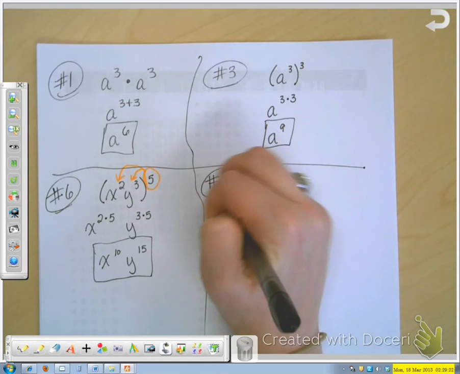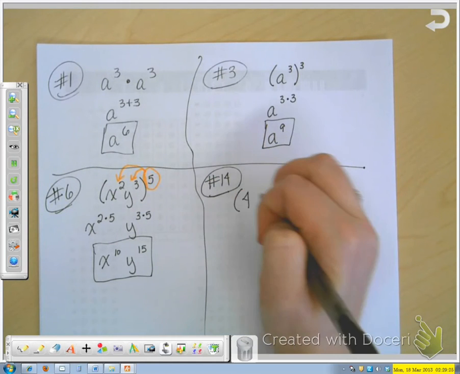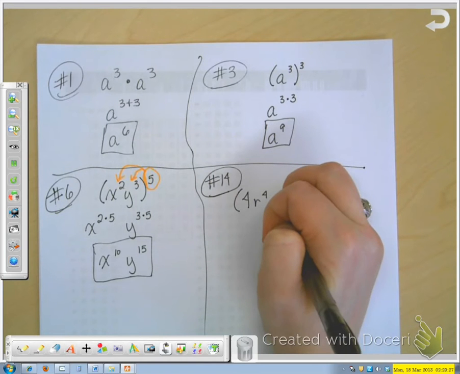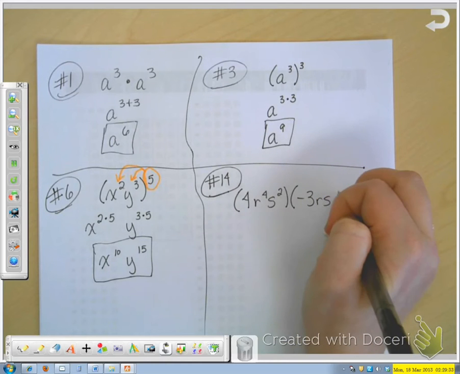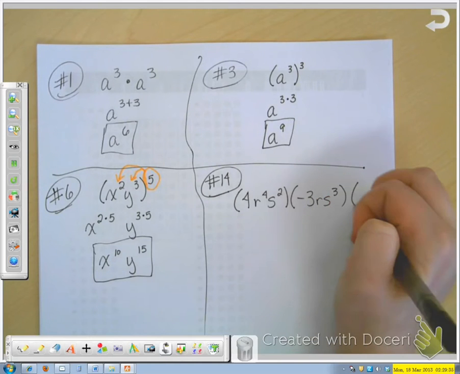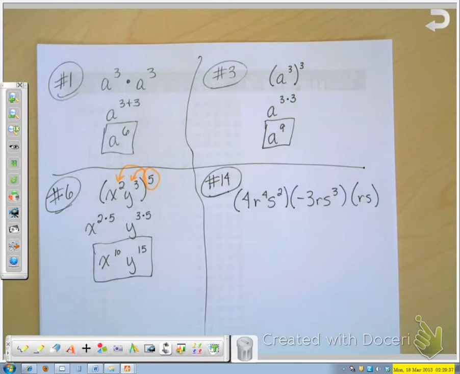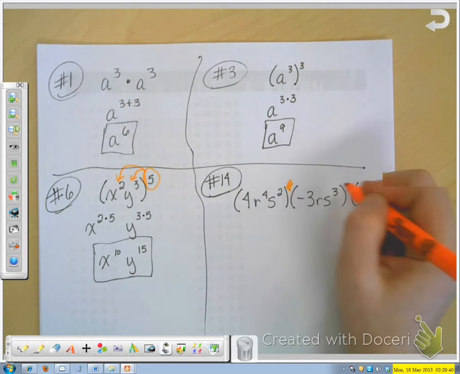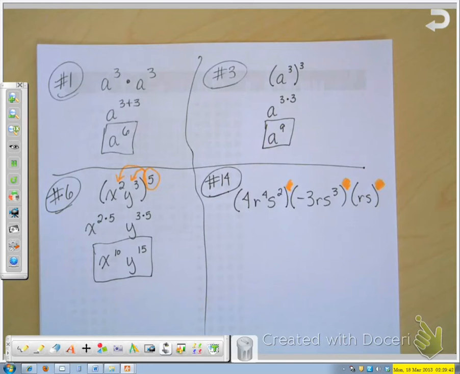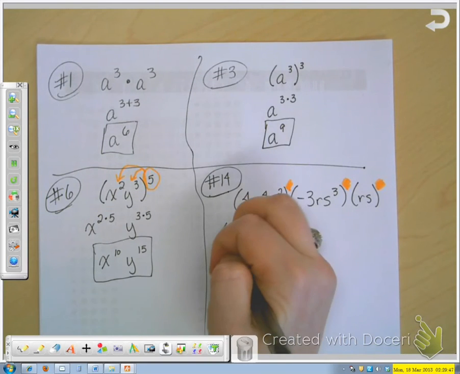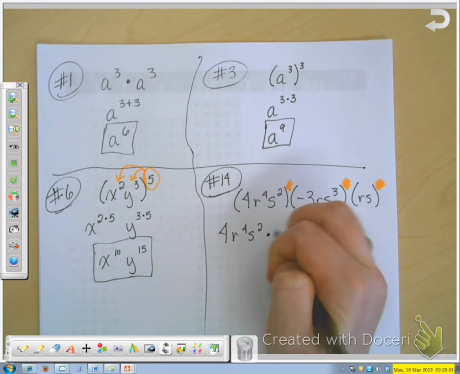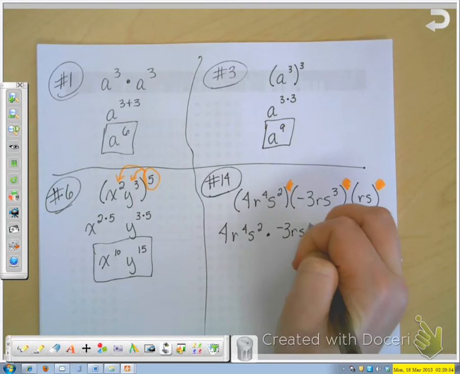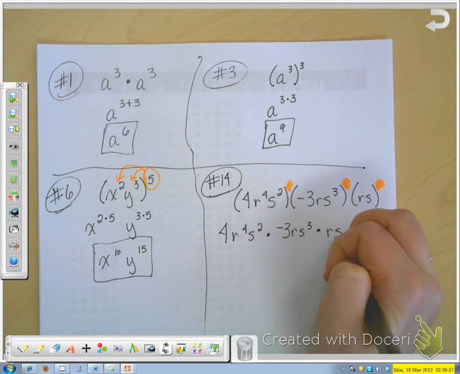Let's look at number 14. Number 14 is kind of tricky. The reason it's tricky is because we look at all those wonderful parentheses in there. And as I look at those parentheses, I notice something. And what I notice is that there are no exponents on the outside. None of these parentheses actually have an exponent there. What that means is that somebody was trying to play a trick on you. And that basically, all this is a big, huge multiply problem. We're just multiplying all 3 terms together.